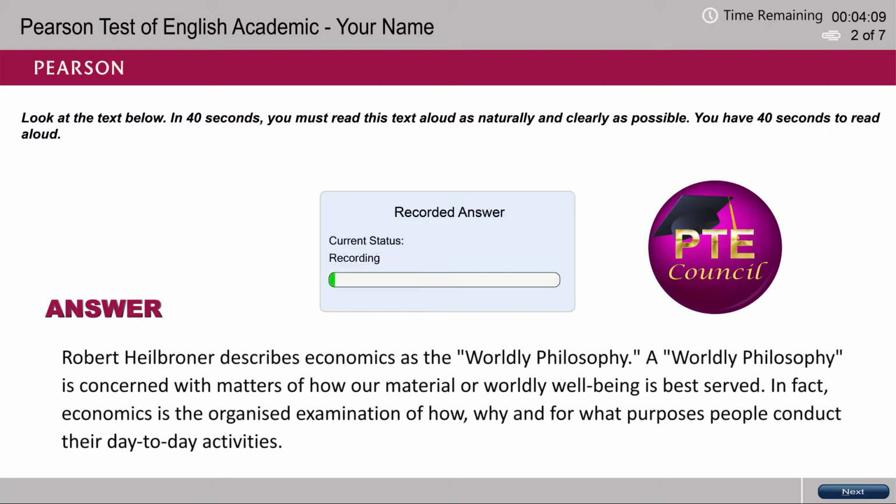Robert Heilbroner describes economics as the worldly philosophy. Our worldly philosophy is concerned with matters of how our material or worldly well-being is best served. In fact, economics is the organized examination of how, why, and for what purposes people conduct the day-to-day activities.